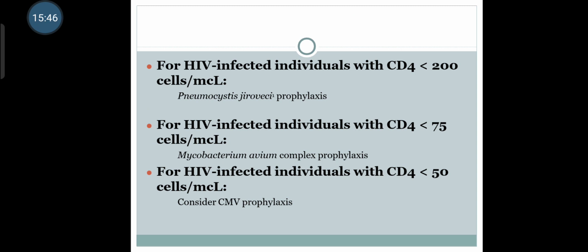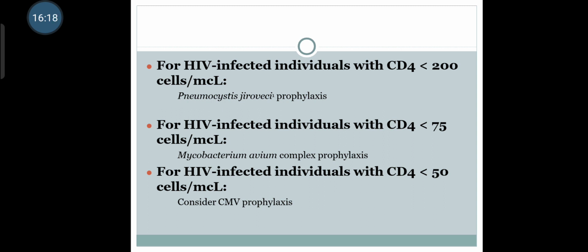For HIV infected individuals with CD4 count less than 200 cells per microliter, Pneumocystis jirovecii infection can occur. For that, prophylaxis treatment is given. Prophylaxis means to treat the patient before the infection occurs. For HIV infected individuals with CD4 count less than 75 cells per microliter, they are more prone to Mycobacterium avium complex, so prophylactic treatment can be given for that.